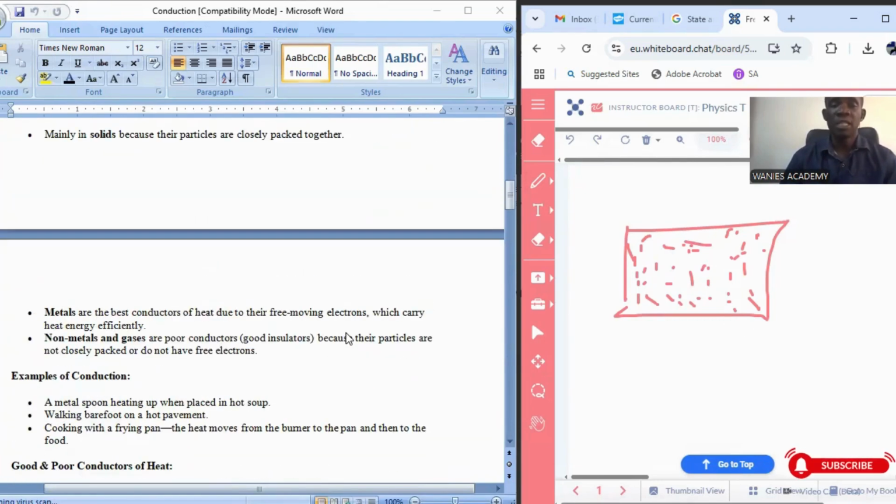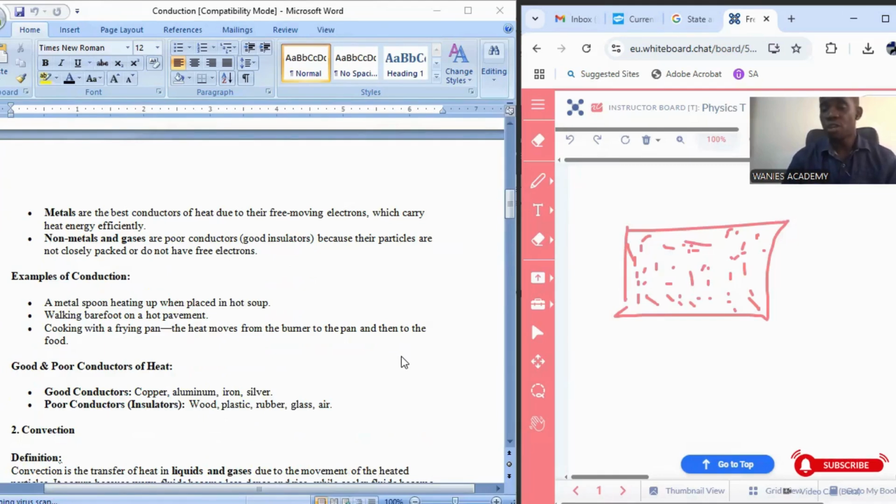Now we have solids like metals, which are the best conductors of heat due to their free electrons, which carry heat energy efficiently. Non-metals and gases are poor conductors. Why? Because they don't have mobile electrons within them. They don't have free electrons. Now, examples of conduction. Where do we experience this?